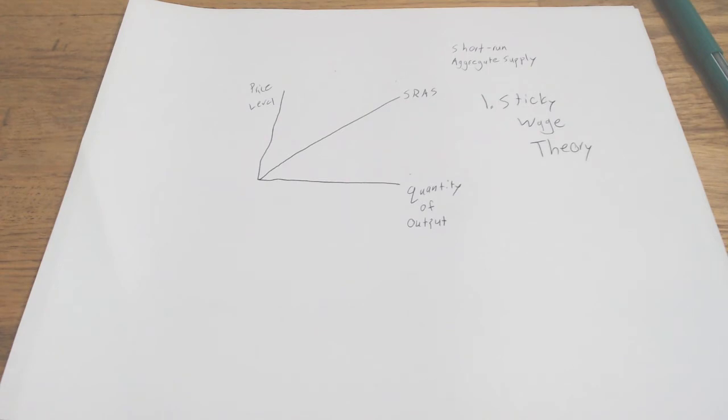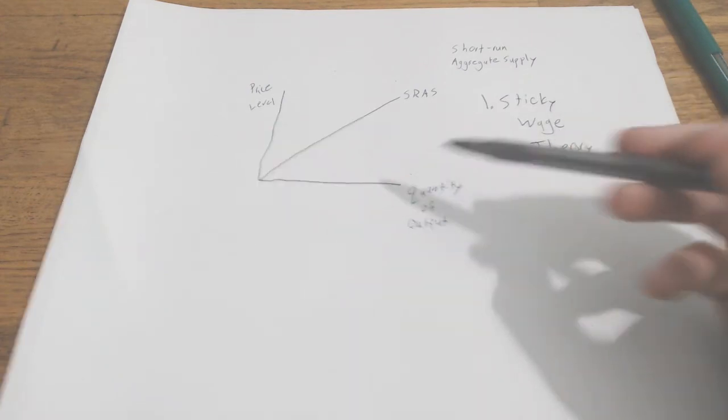Now let's say the price level ended up being 105 instead, and wages are at 20. It's going to hire more workers, and it's going to produce more because now their profits are higher. So they want to produce more goods. The prices are higher, they want to produce more, so they are going to hire more workers. They're going to increase production. We're going to have an increase in quantity.